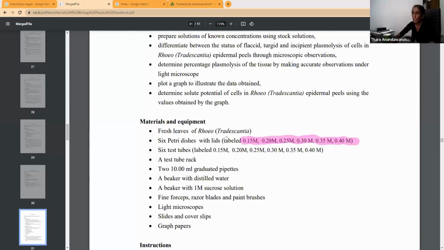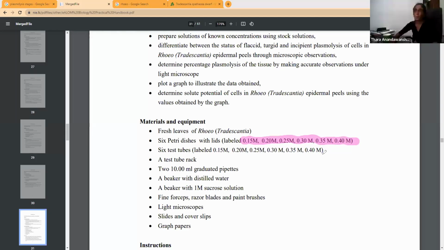Before you peel off the Rhoeo, it is a must to prepare the concentration series, because if you peel the Rhoeo leaf beforehand, it will dry and you will not get the proper result. So as soon as you take the peels, you have to put them into the relevant solution and close the lids of the Petri dishes.